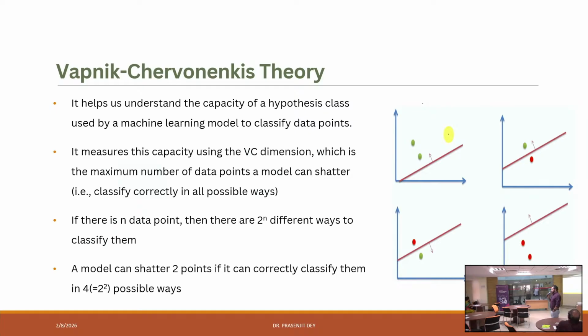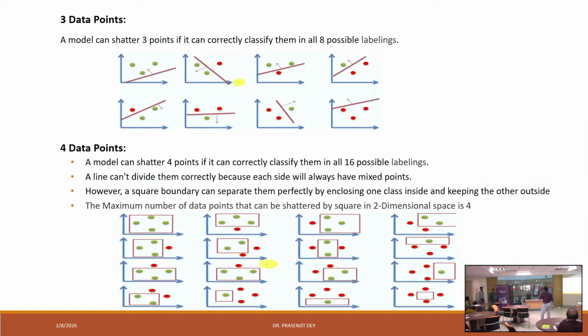So the maximum number of data points it can settle, that means it can separate or classify in all possible ways, is called the VC dimension of that particular classifier. In this case, the classifier is a linear line, and that line can separate maximum 2 data points. If there are more than 2 data points, all possibilities of this distribution of the data points in classes, it cannot separate.